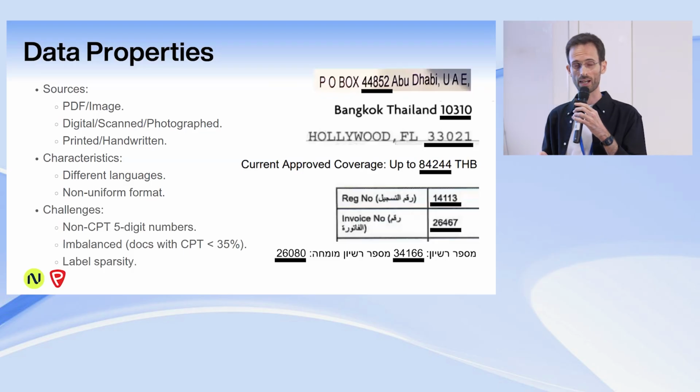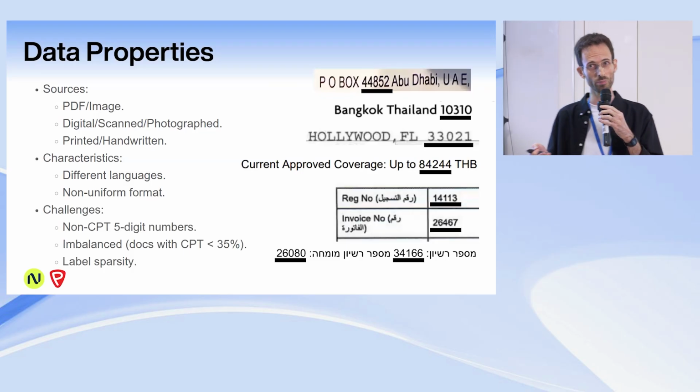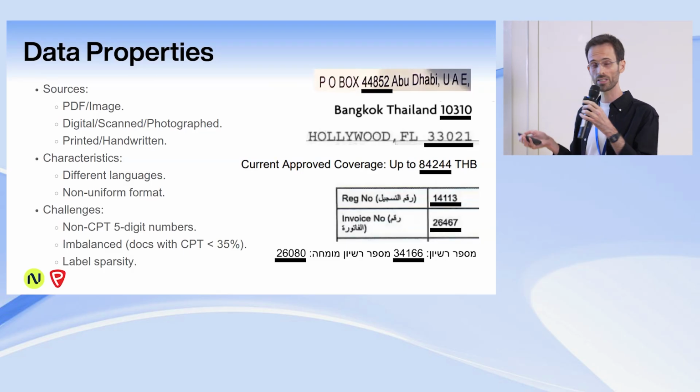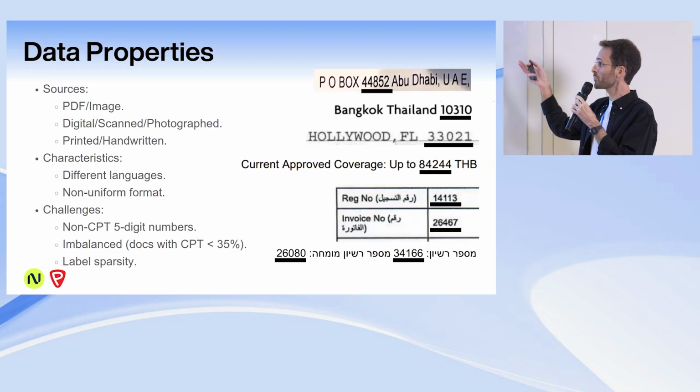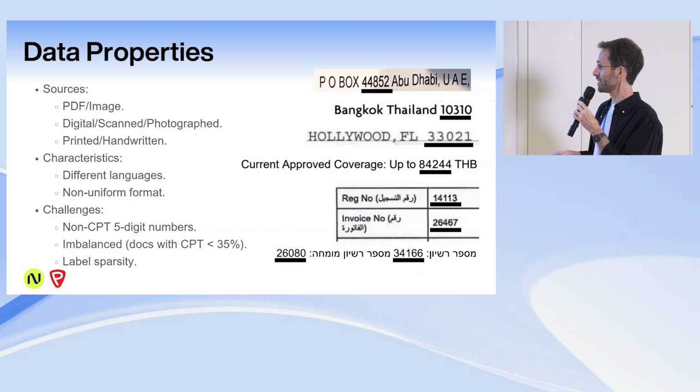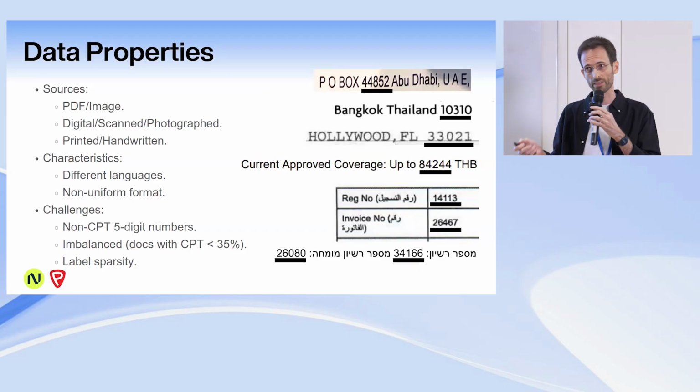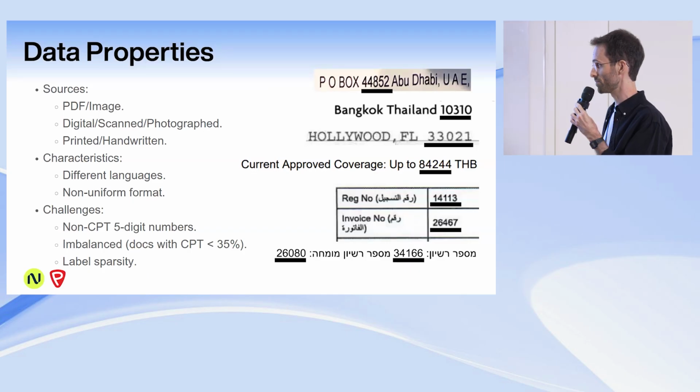For example, there are many false positive candidates, meaning non-CPT 5-digit numbers. For example, PO box, zip code, amount of money, and invoice number, you name it. And we had to deal with that as well.